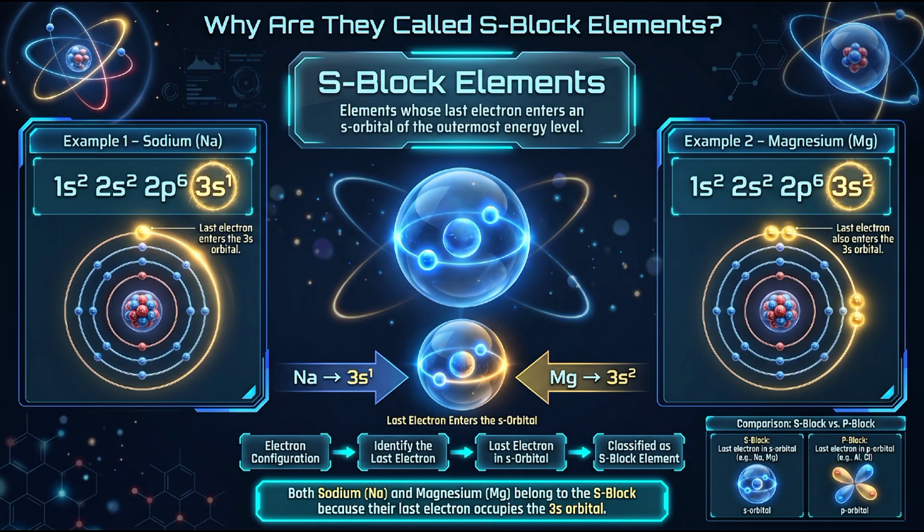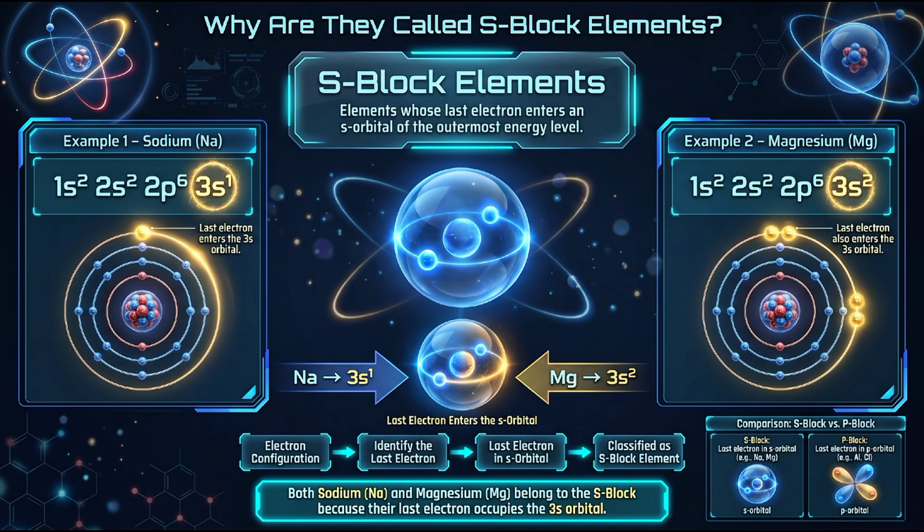If the last electron is found in an s orbital, the element belongs to the s block. If it is found in a p orbital, the element belongs to the p block. If it enters a d orbital, it belongs to the d block, and if it enters an f orbital, it belongs to the f block.